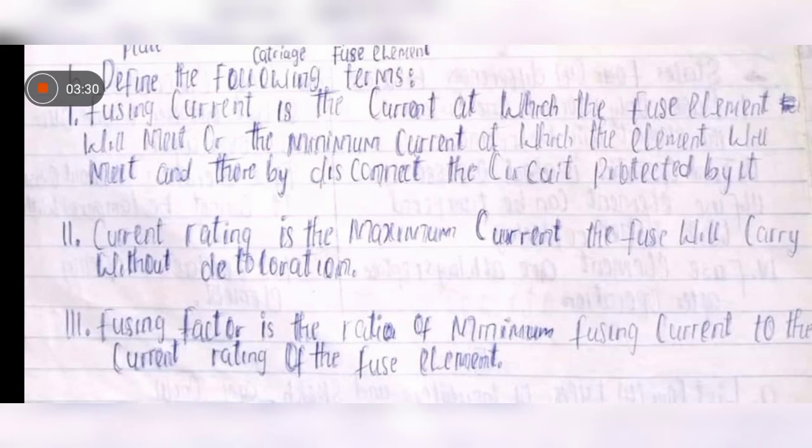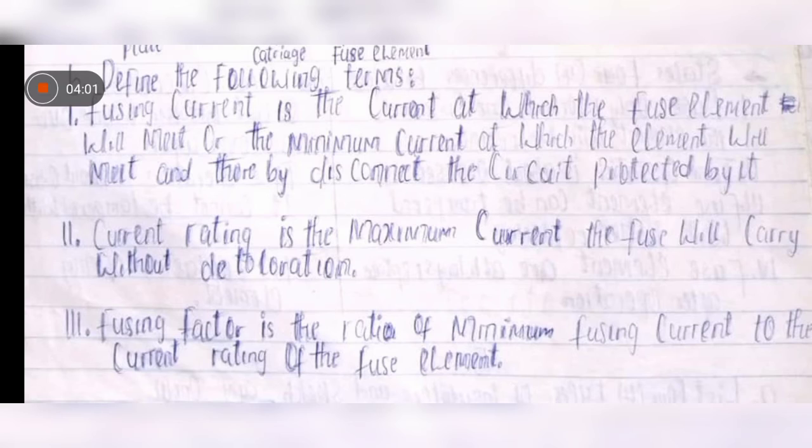At that fusing current, the element will melt and disconnect, and an electrician will need to go and replace it. That is called the fusing current. At that point of electricity where the fusing element got disconnected and melted, that is what they call the fusing current.